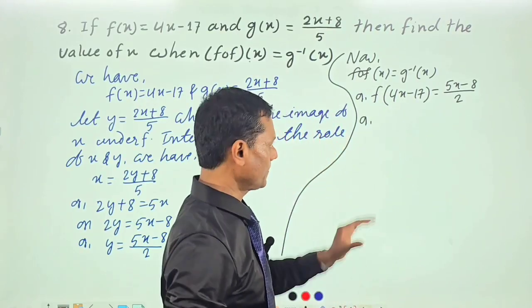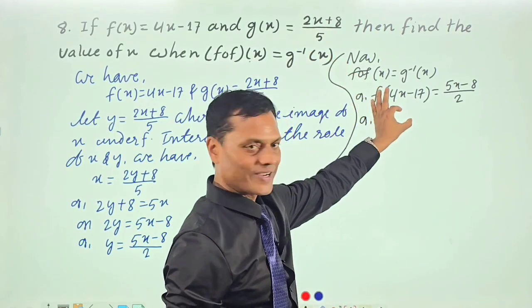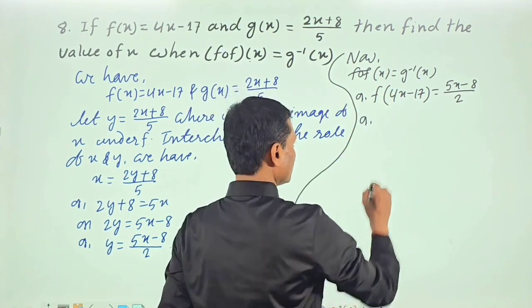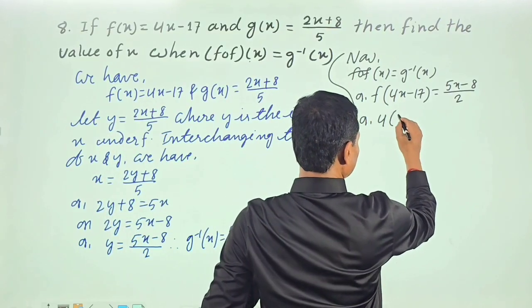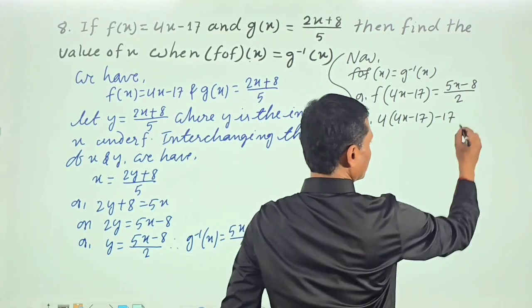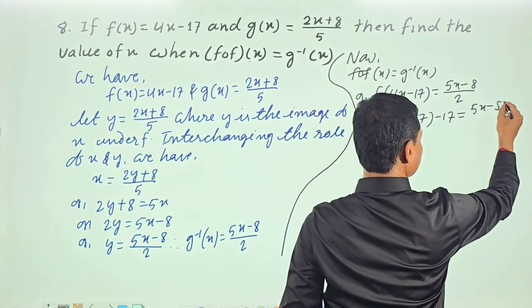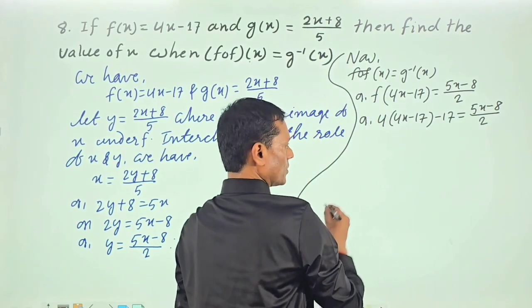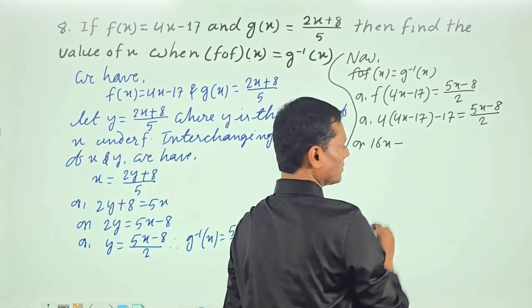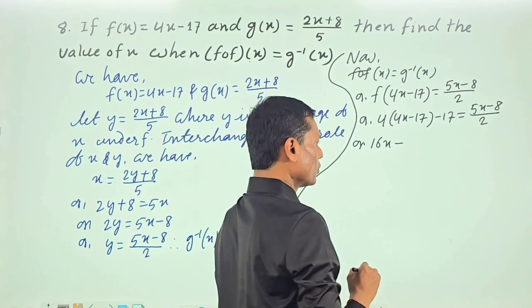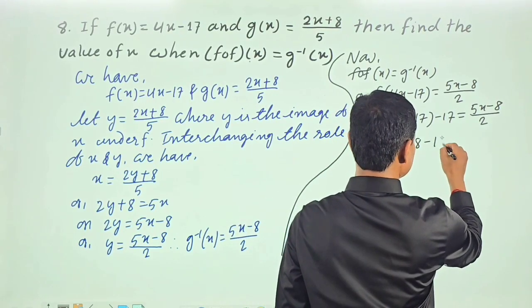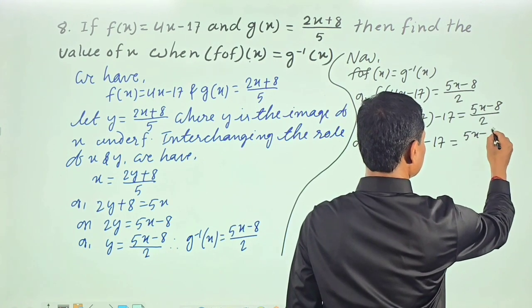Again, have a look here. The input is 4x minus 17. So we have to replace x of the function f by 4x minus 17. So we can write here 4 and x becomes (4x minus 17), equals (5x minus 8) over 2. Just open the bracket, right? 4 times 4 is 16x minus 17 times 4, 68, isn't it? Minus 17 equals (5x minus 8) by 2.